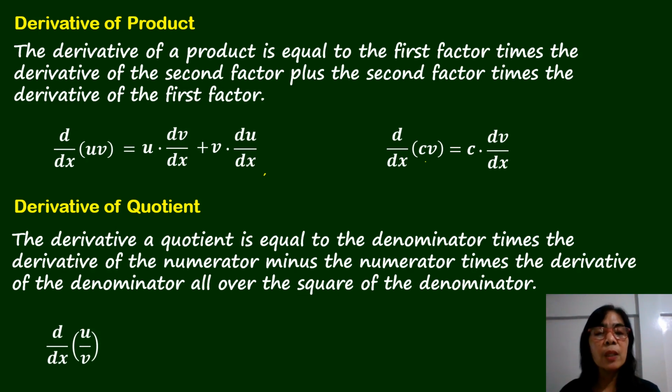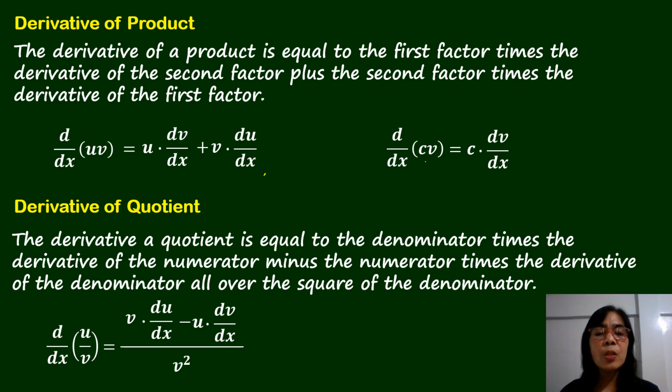So the quotient we're referring to is u divided by v, or u over v. The derivative of a quotient, u in here is the numerator and v is the denominator. So in symbol, we have the derivative of quotient is equal to, so you draw the division line. You have the denominator, which is v, times the derivative of the numerator, so you have du over dx, minus the numerator, which is u, times the derivative of the denominator, all over the square of the denominator.